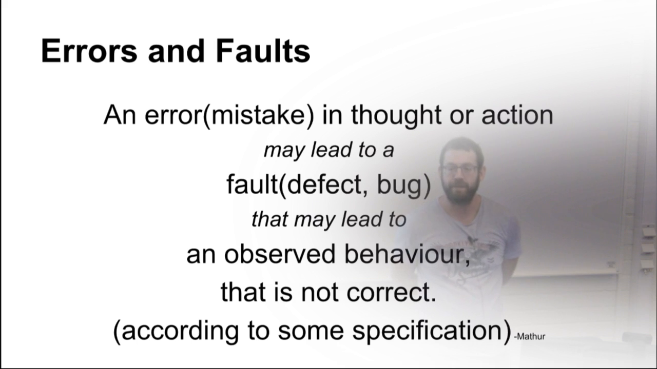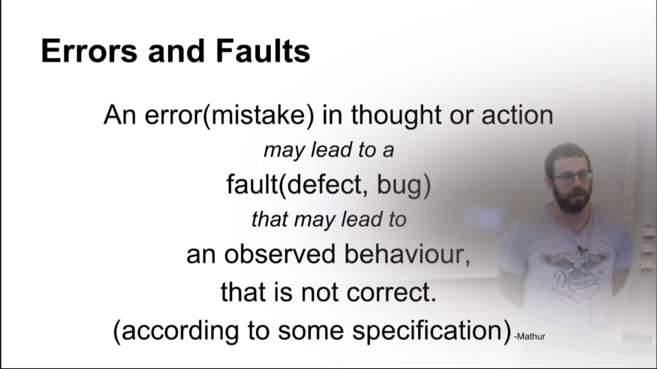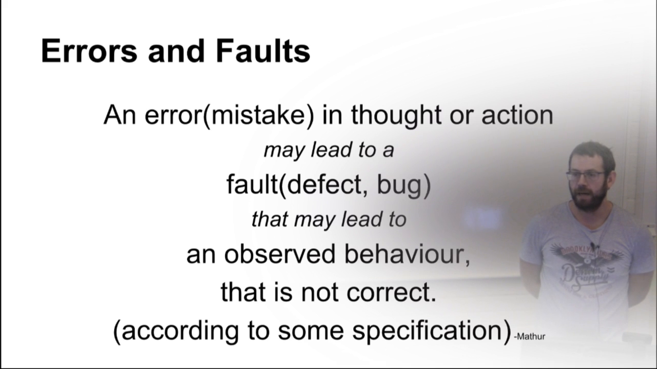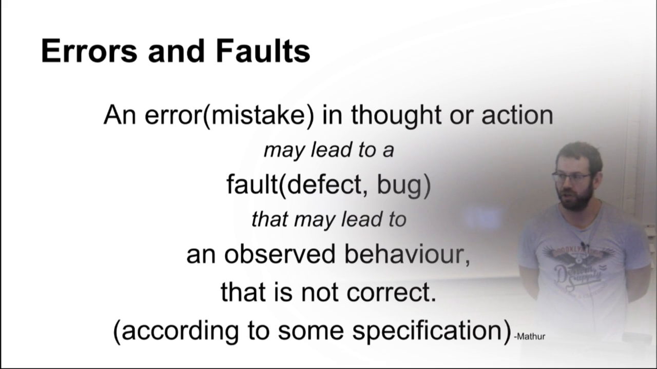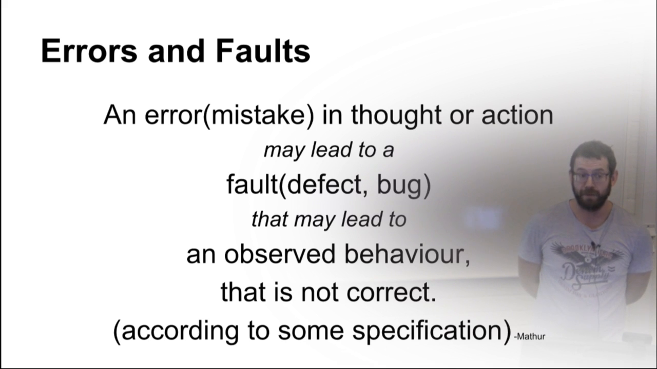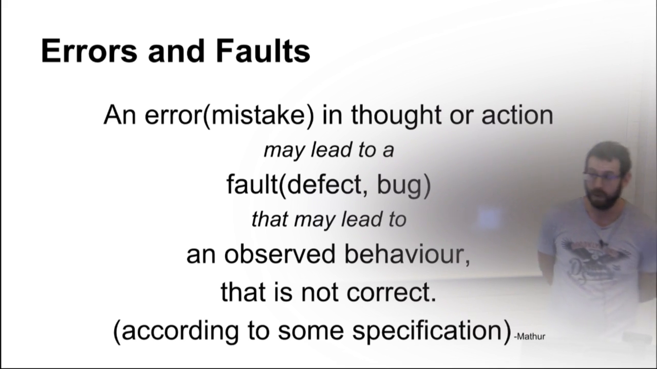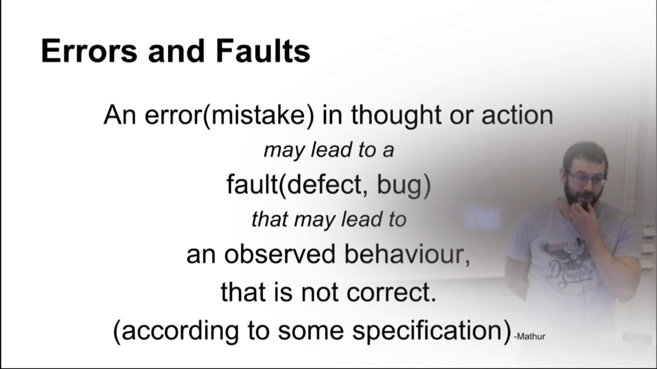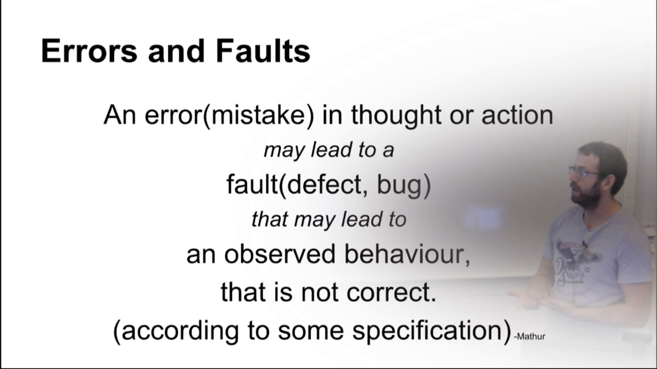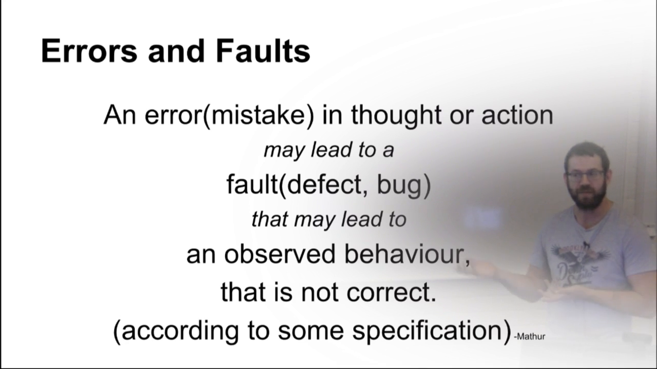So let's define some of the words that we're going to use. So the error is the actual mistake. Error is a mistake in thought or action. Could be me writing an if statement in the wrong way. It could be me assuming that something is needed or assuming that something works in a specific way and writing code. So I'm making an error. That error may lead to a fault, not always that it does. The fault is the same thing that I call a defect or a bug. A defect or a bug may lead to an observed behavior that is not correct according to some specification.